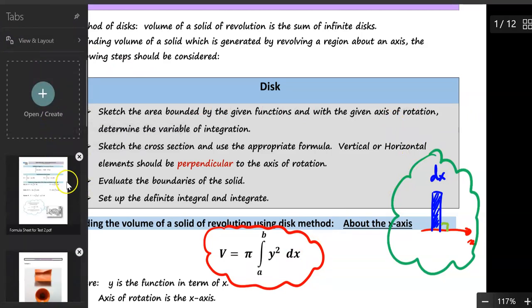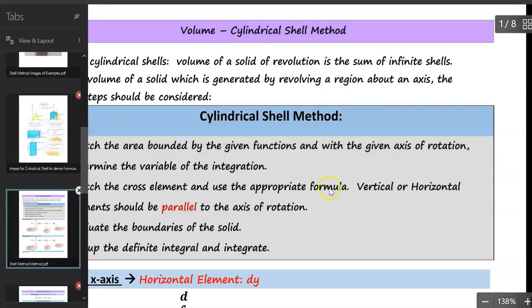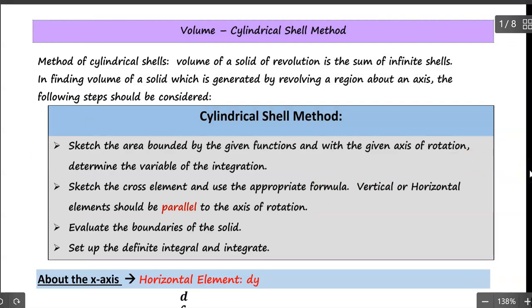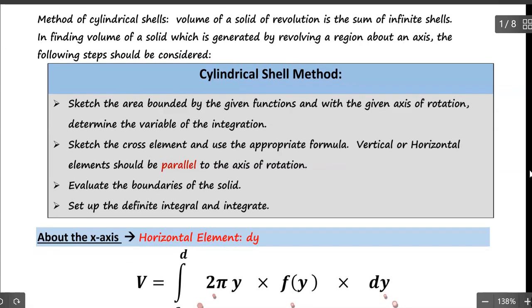So our lesson said this. If we are going to use the shell method, then what you have to do is take a look at what axis of rotation is given to you. Let's say the axis of rotation is the x-axis. So I'm going to draw it right here for everyone. This is the x-axis, and I draw the rotation around this one.